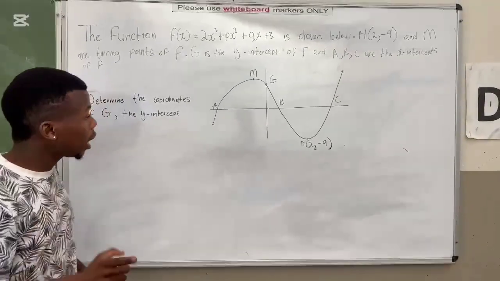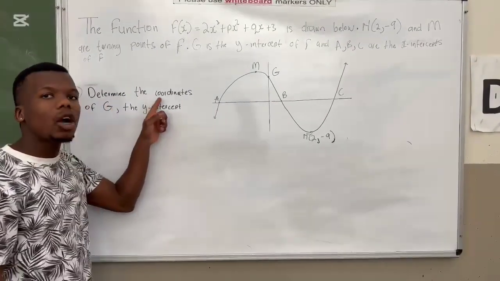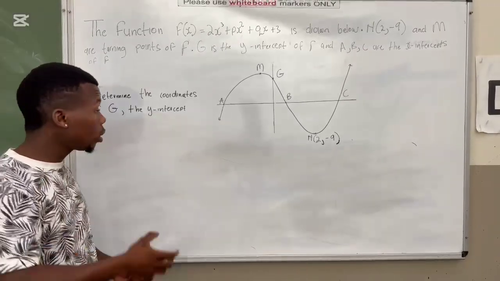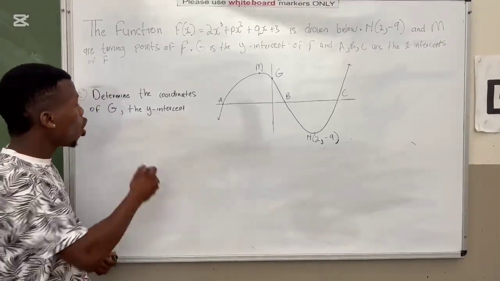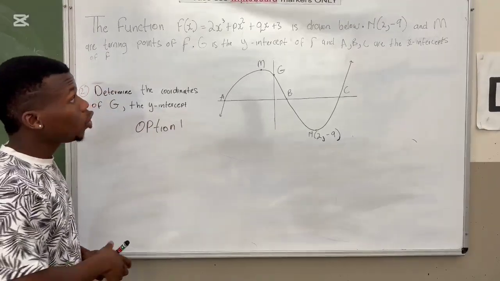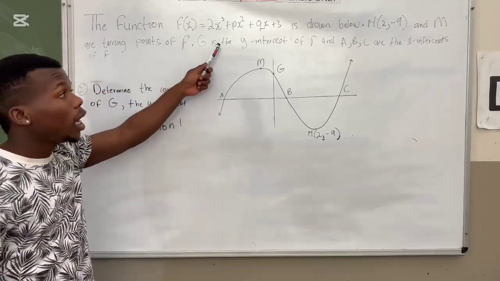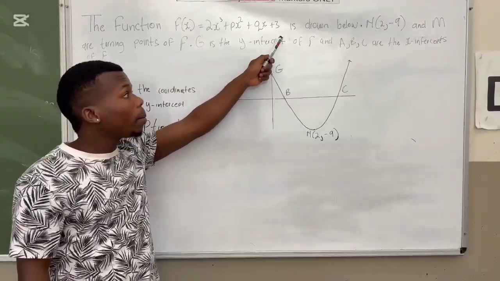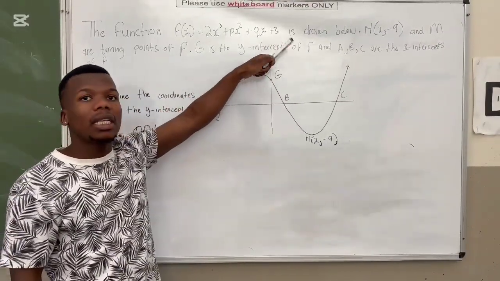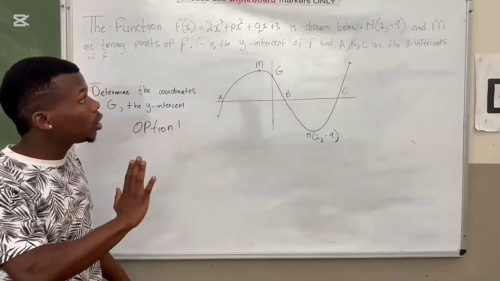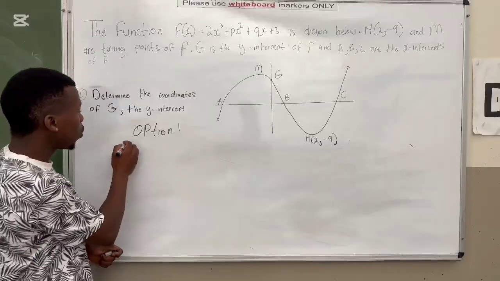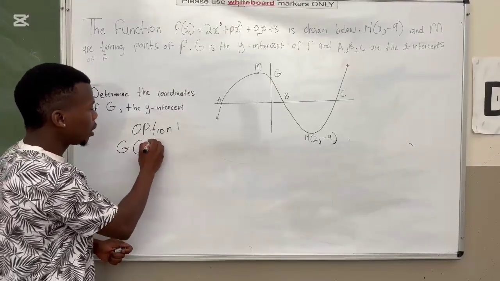Now let's check the second question. It says determine the coordinates of G, the y-intercept. We have 2 options of finding the coordinates of G. Option number 1, you go straight to your function and then you write the constant. Remember, the constant is always the y-intercept. What is the constant in this case? It is 3. But we know that the x-coordinate of this 3 is 0 because we are dealing with the y-intercept. In other words, the coordinates of G will be 0 and 3.